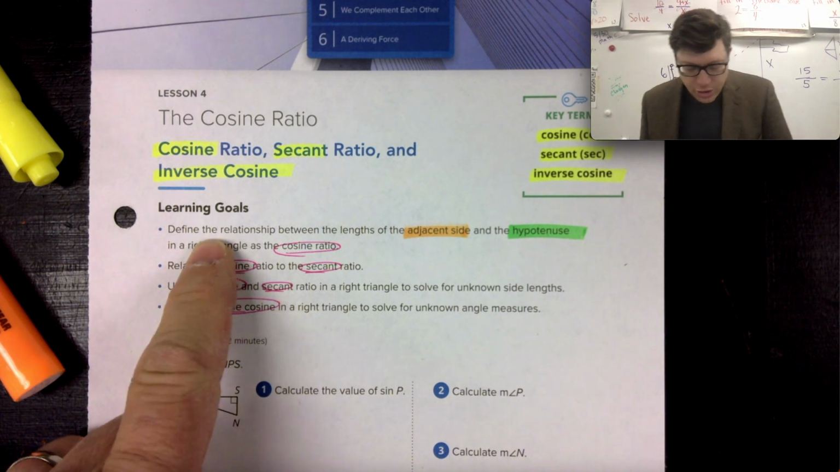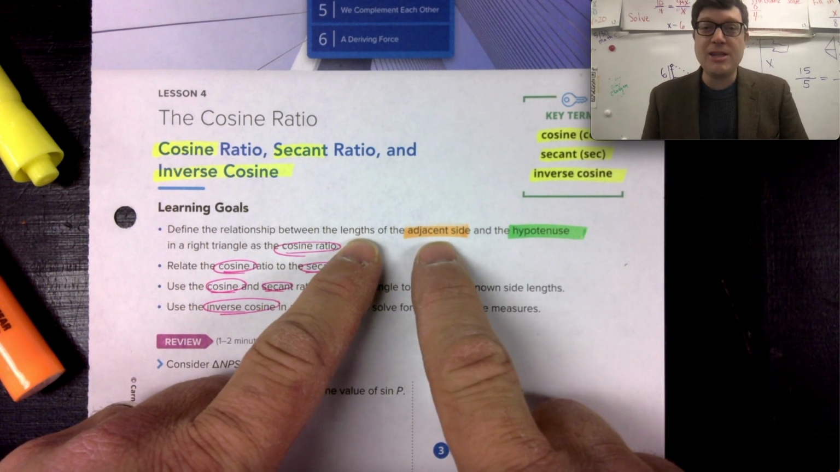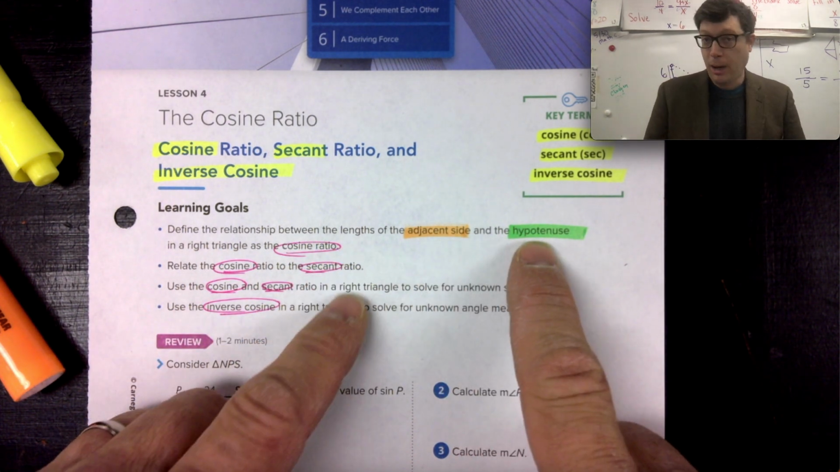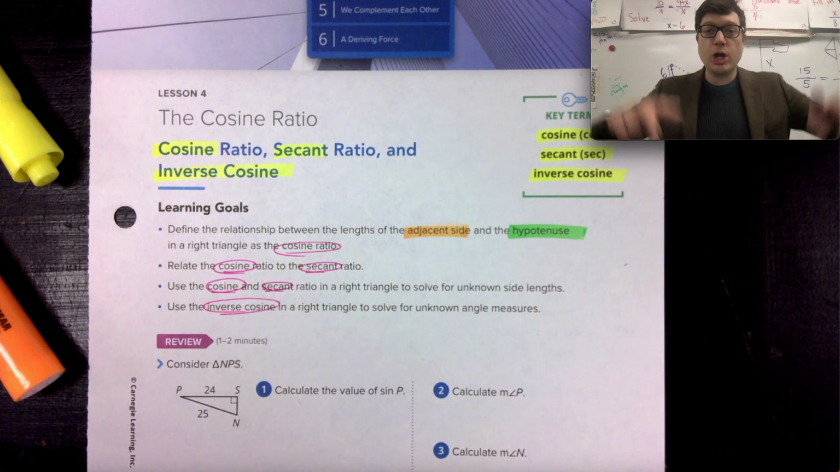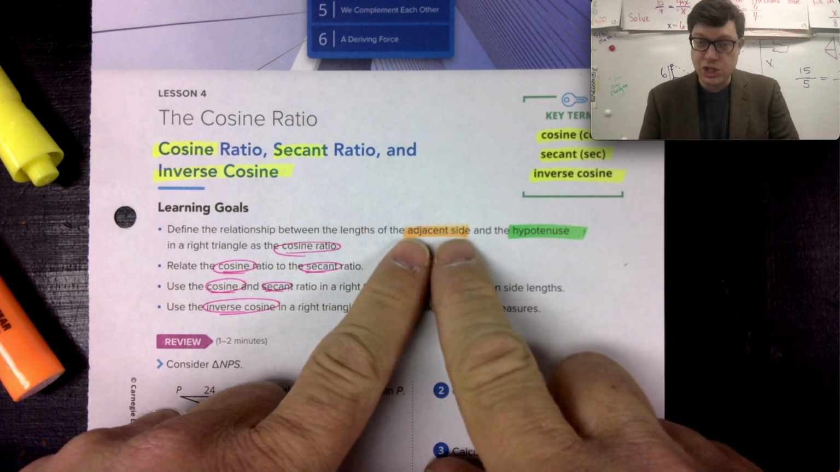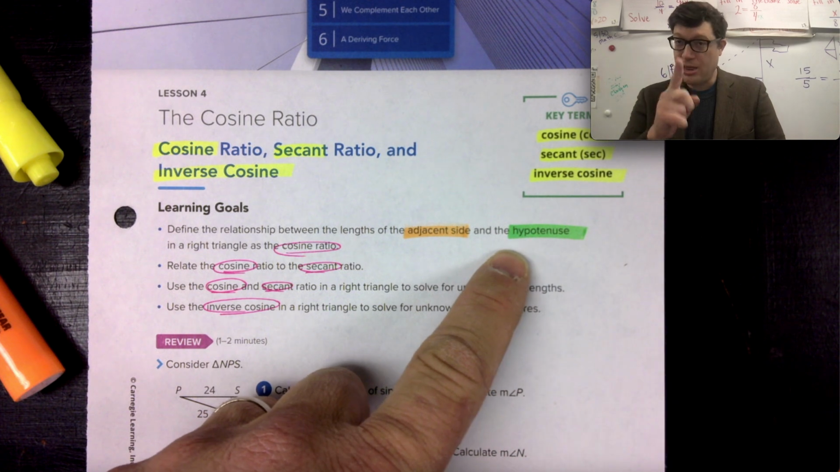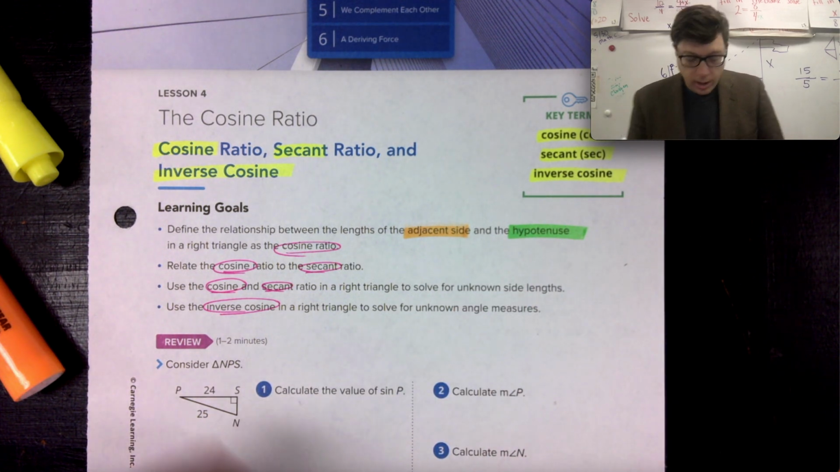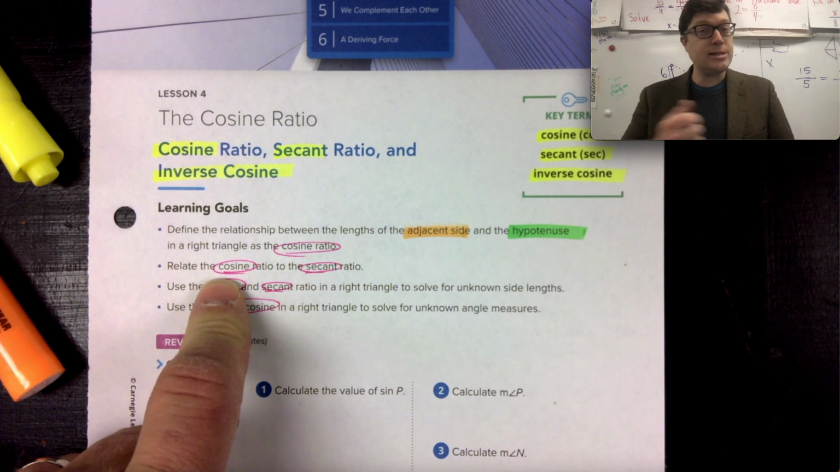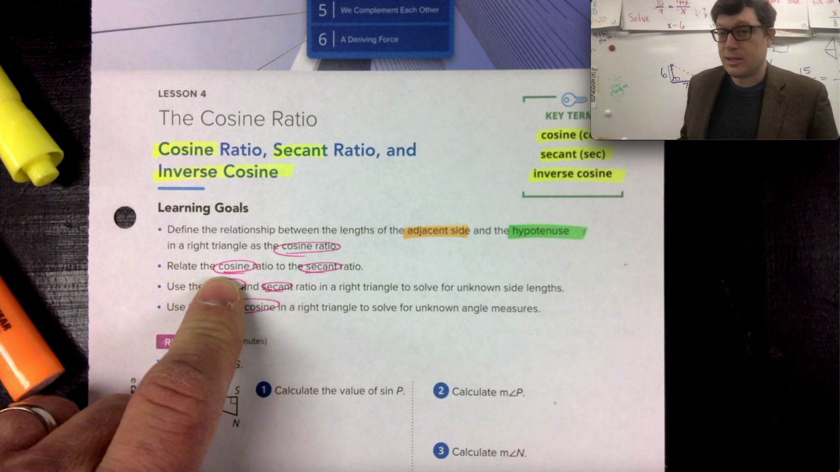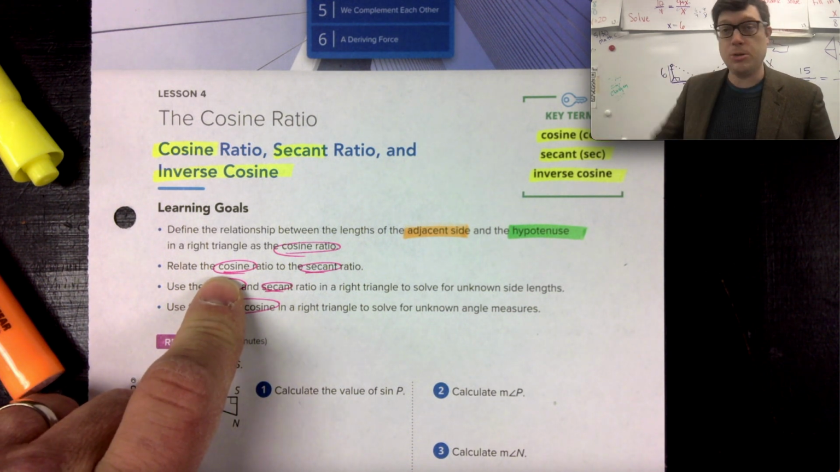We're going to define the relationship between the lengths of the adjacent side and the hypotenuse in a right triangle. We're going to call that cosine. So it's adjacent and hypotenuse. That's the big idea. We're going to talk about how cosine and secant are related. Hint, spoiler alert, they are reciprocals of each other.